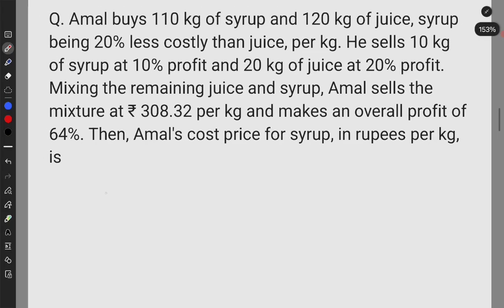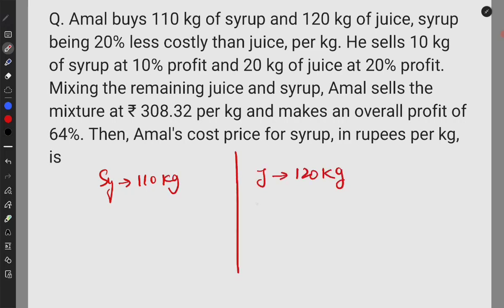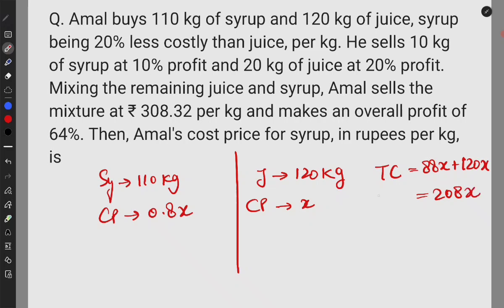Okay, I'll just see. On one side syrup which is 110 kg and juice which is 120 kg. Let's say the CP of juice is x, then CP of syrup will be 0.8x. Alright, which is 20% less than, right? He sells 10 kg of syrup. Now let's say total CP will be equal to what? So 0.8 into 110 will be 88x and this is 120x. So the total CP will be 208x. This is my total CP. Right, now let's calculate selling price.